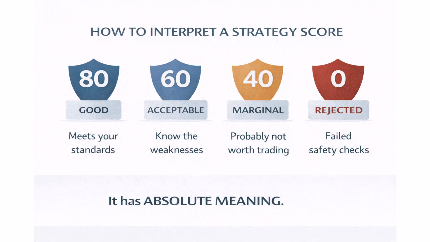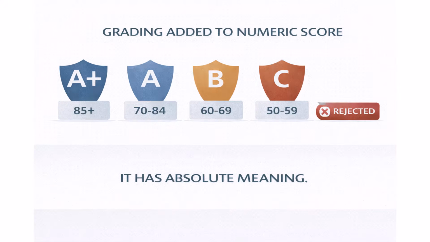A score of 60 means that the strategy is acceptable, but has clear weaknesses you should be aware of. A score of 40 means that the strategy is marginal and probably not worth trading with real capital. And a score of 0 means that the strategy failed based on a safety check and should not be traded at all. Now on top of this numeric score, we can also add one more layer, grading.